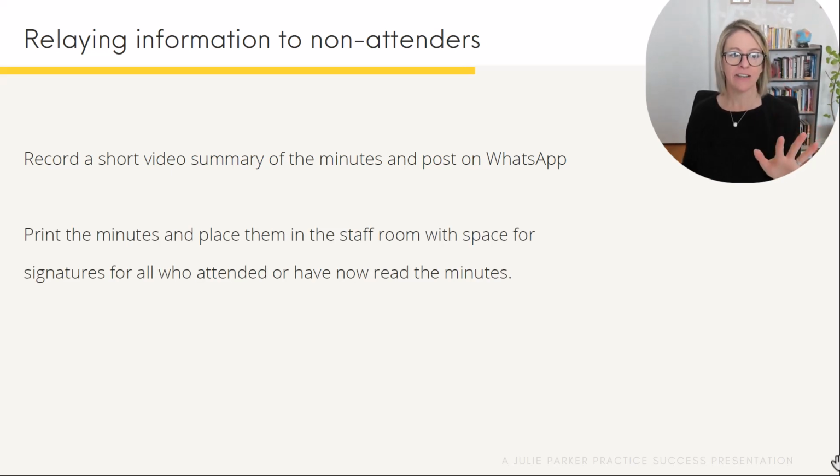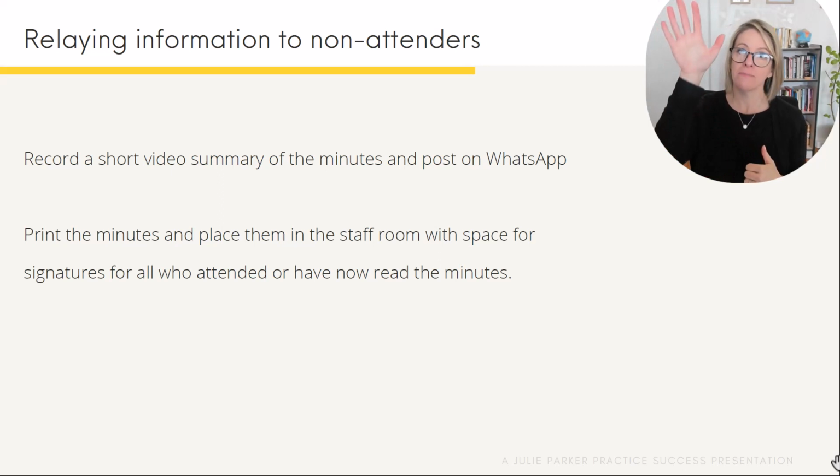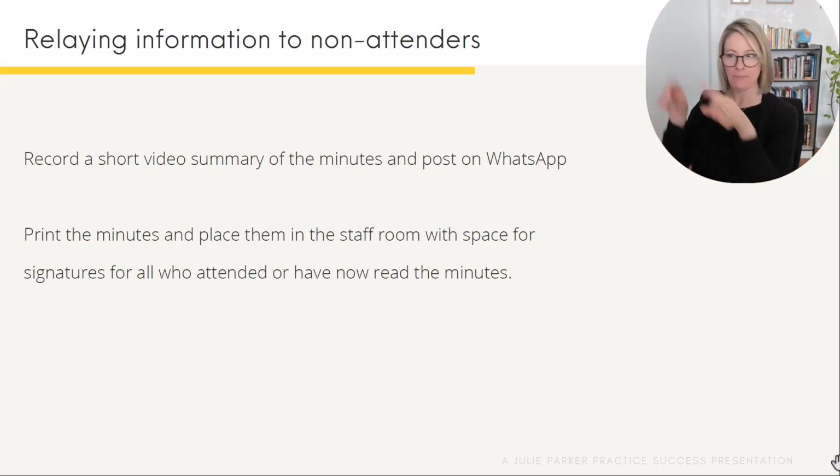The second idea is to print off the minutes to the staff meeting, place them in the staff room, right on the staff room table, where everyone sits around to do the morning huddles, to have a coffee, to have their lunch, to chit-chat, and have a space there. Maybe you want to do a little grid which has everyone's initials there, and then a space for them to sign off or tick off that they were actually in attendance to the meeting, so they don't actually need to read the minutes, and so they can tick themselves off or put a little signature there.